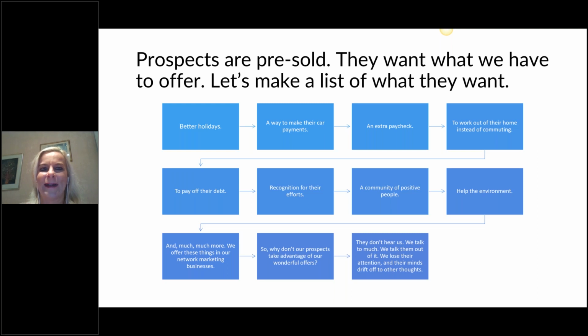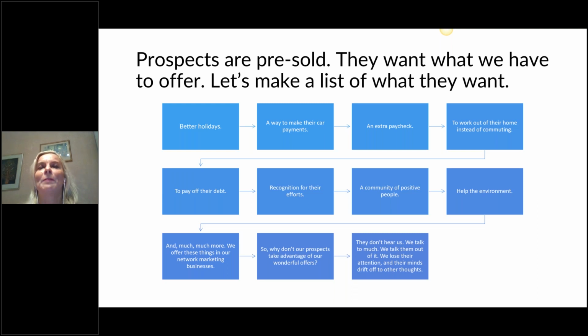Or some people want to make their car payments, an extra paycheck. They want to work from their home instead of going into traffic. Pay off their debt, recognition for their efforts. People die for recognition. A community of positive people, help the environment, and so many more things.